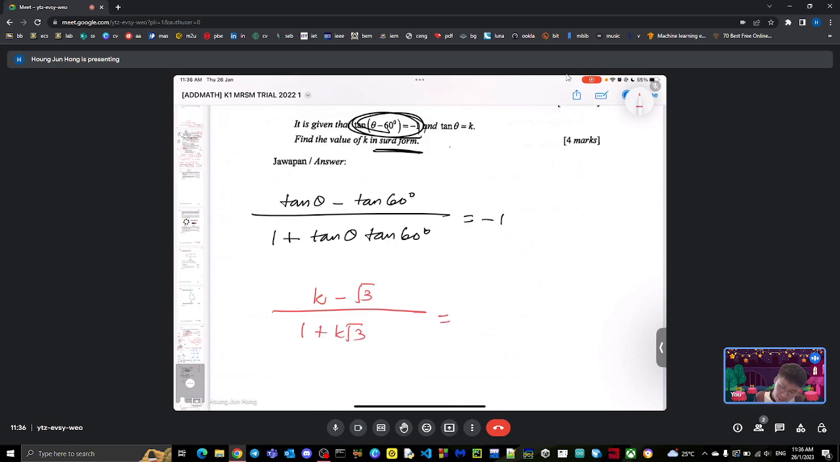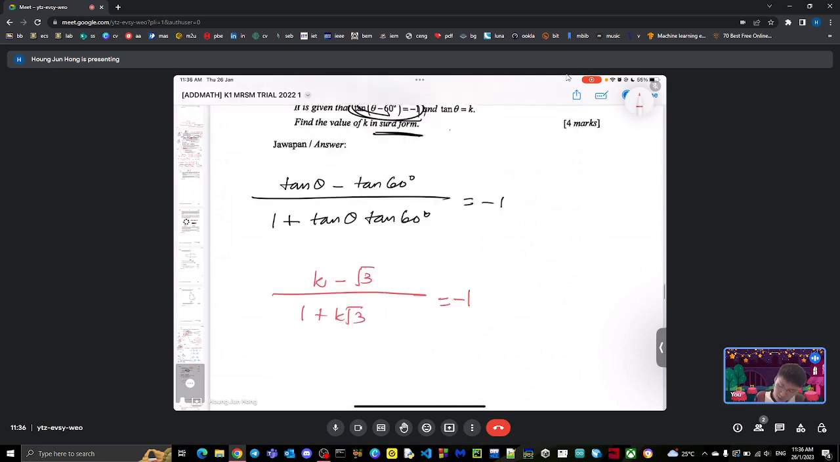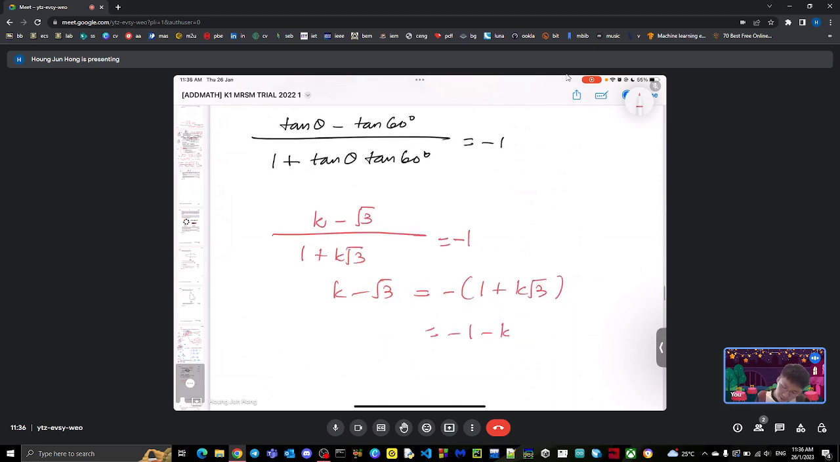So yeah, finally we have this equation. Now just try to simplify things down and then find what k is, as simple as that. We move the entire expression over to the other side. So -1 plus k root 3 becomes -1 minus negative root 3. Now group all the k, the unknown, together, and group all the numbers on the other side. So let's say k plus k root 3 equals -1 plus root 3, something like that.